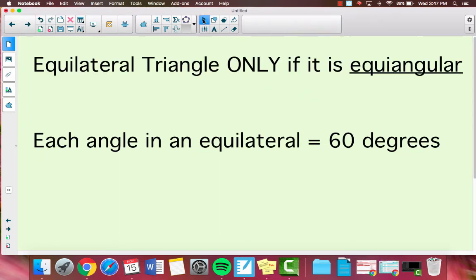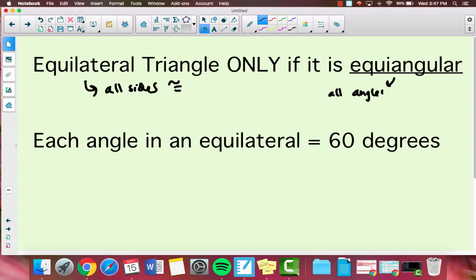Equilateral triangles are the ones that people typically like because they're a little easier. So remember, it's an equilateral triangle only if it's also equiangular. Just a reminder, equilateral means all sides are congruent. And equiangular was a word we talked about in class, you should already have down. That means all the angles are congruent. So that's 2 words that we need to make sure we know.